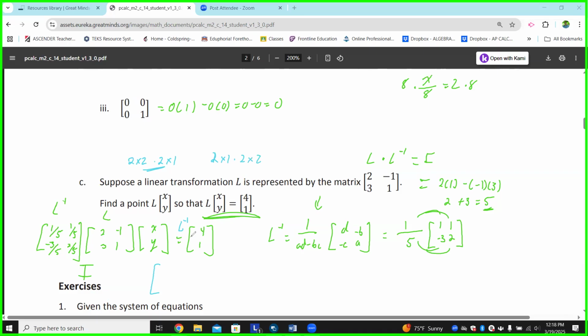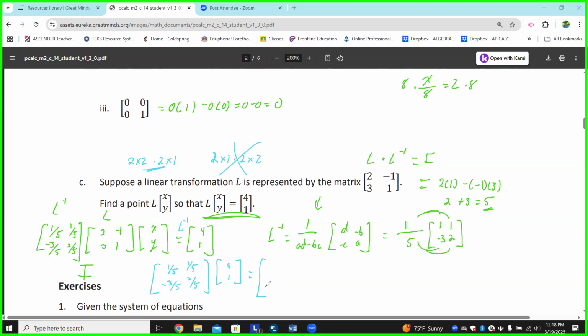So hopefully, if you forget that the inverse has to be on the left side, when you get to the point of multiplying row to column, you realize you don't have enough numbers, and it's because you set it up wrong. So make sure it is a 2 by 2 times the 2 by 1. So here we go. So this is, again, 1/5, 1/5, negative 3/5, 2/5 times 4, 1.